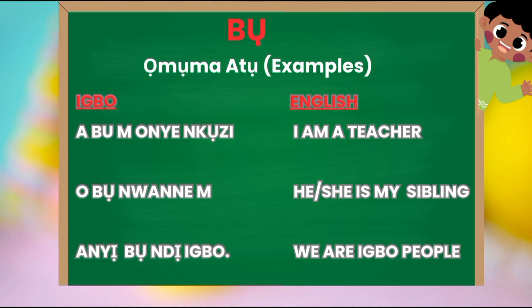For example, I am a teacher. Abum onye nkuzi. He or she is my sibling. Obo nwanne. We are Igbo people. Anyị bụ ndị Igbo. These sentences are permanent states because your sibling can never stop being your sibling. And if you are Igbo, you could never stop being Igbo. You are Igbo for life. Igbo kwezo no. So, I hope this explains clearly how to use they and bo.